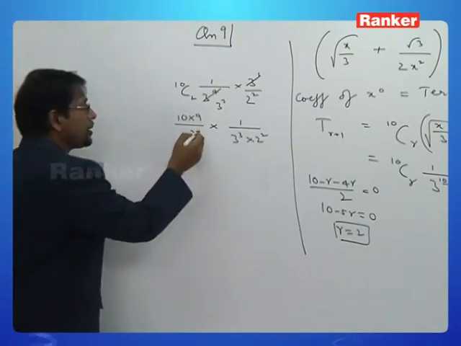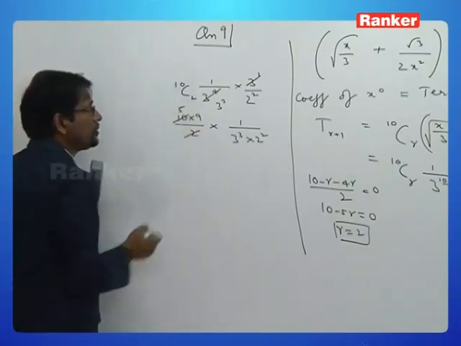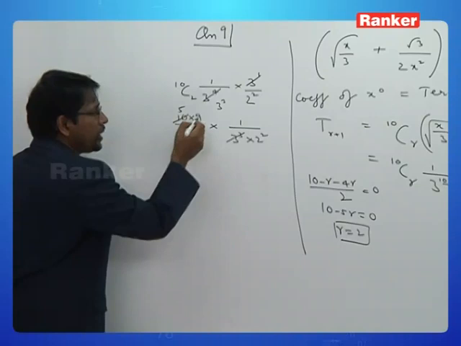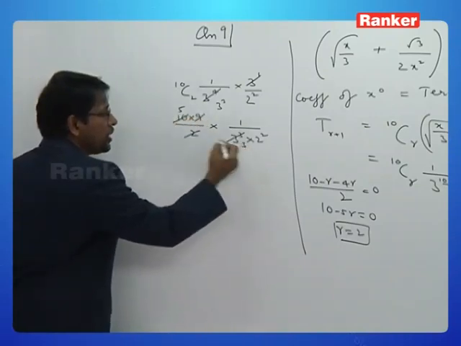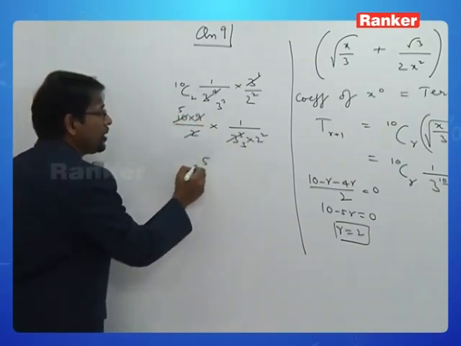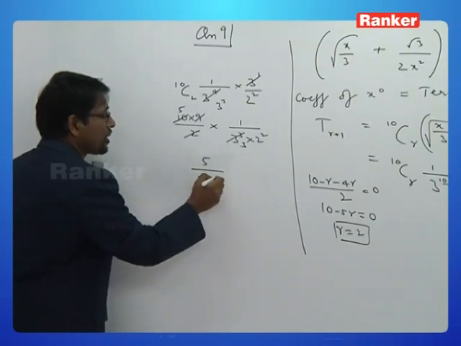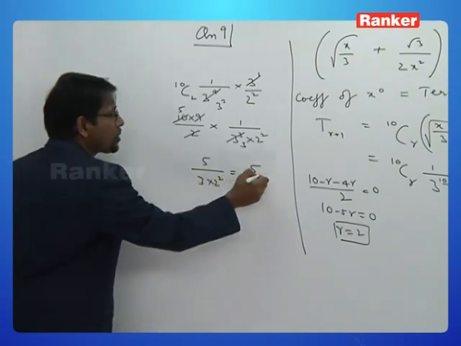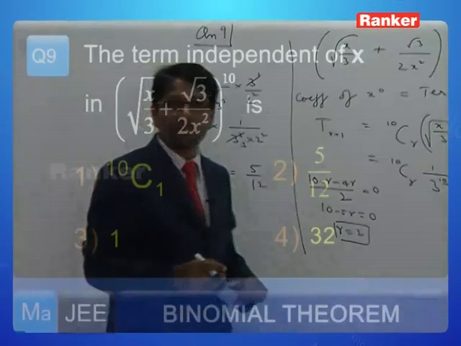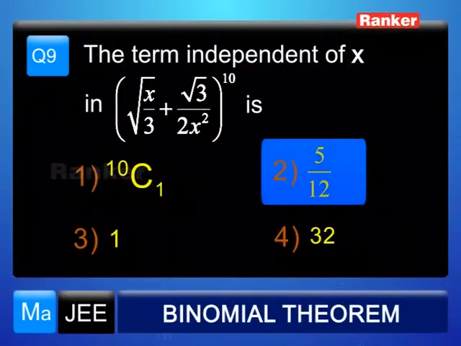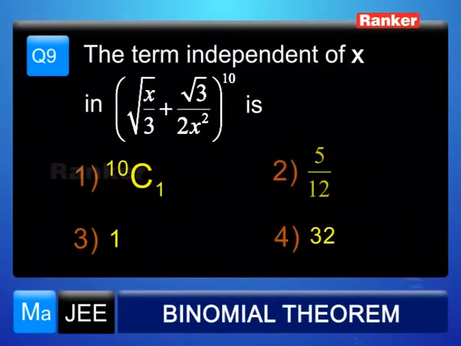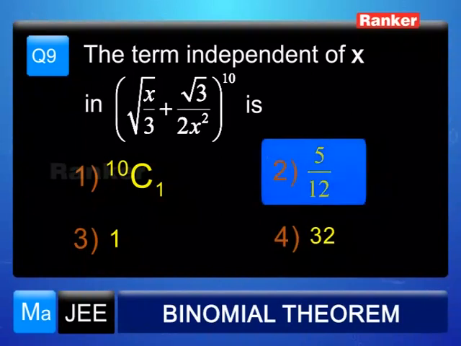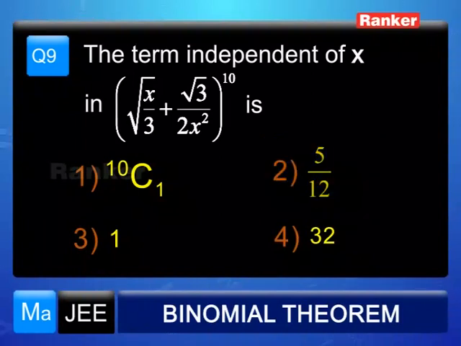So again, we can write 5. And there is a 3 cube and 3 square here, so that makes it 3 here. So 5 by 3 into 2 square, that's what remains here. That's 5 by 12. The answer is 5 by 12. Okay, so that is it. The answer is 5 by 12, and that comes in option 2. So the answer is 5 by 12.